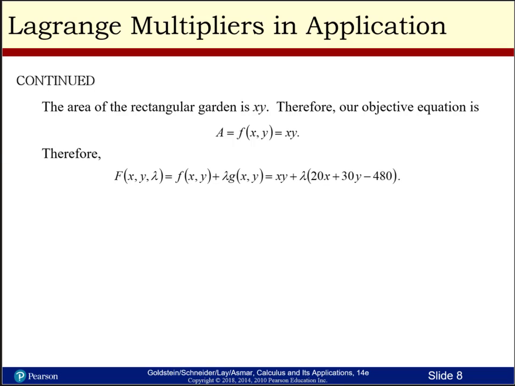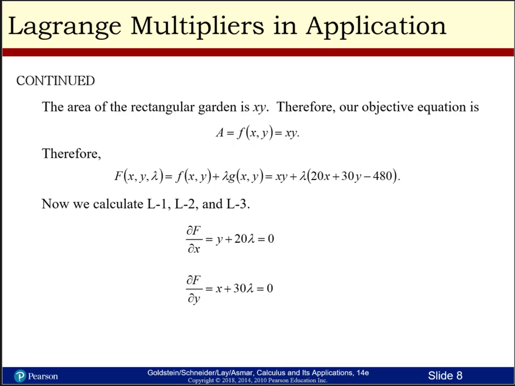Therefore, F of x y lambda is going to be equal to f of x y plus lambda times g of x y. So that's going to give us x y plus lambda times that g that we found, which is 20x plus 30y minus 480. Now, once you have this, that was the hard part. Now you're just going to follow the steps. You're just going to calculate L1, L2, L3. We need the partial of F with respect to x, the partial with respect to y, and the partial with respect to lambda.